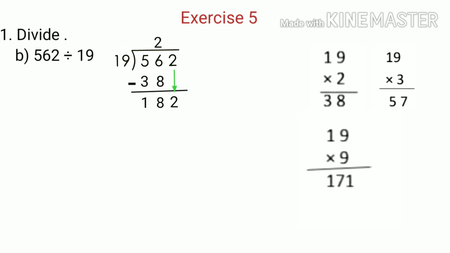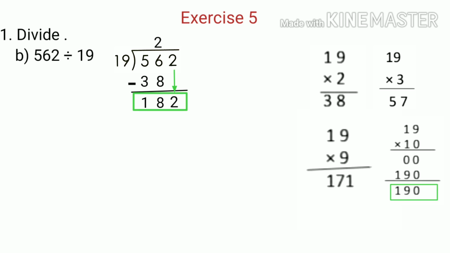And when we multiply 19 by 10, we get 190. Now we know that 190 is more than 182. That means we will consider 171 because it is nearest to 182. Since 19 multiplied by 9 is equal to 171, we will write 9 as the quotient above 2. And we will write the product of 19 and 9 below 182. That is, we will write 171 below 182. And we will subtract 171 from 182. 182 minus 171 is 11.